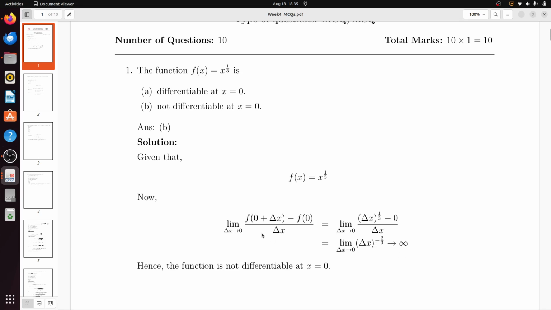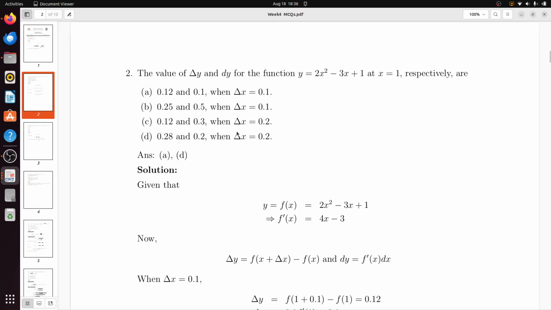So what does it mean? That means that the limit of this function does not exist, right? The limit does not exist as delta x tends to 0, it approaches infinity. So that's why the function is not differentiable at x equals 0. So this is a very basic example of checking differentiability for a function of one variable, right? Next, move to function of two variables.